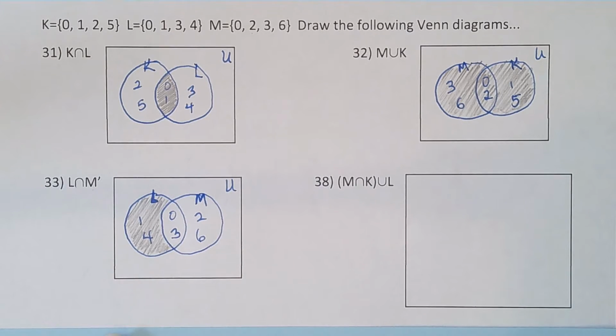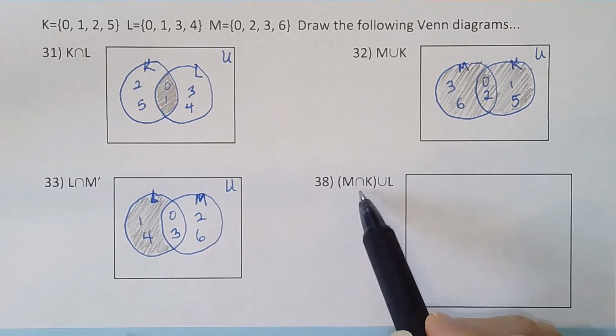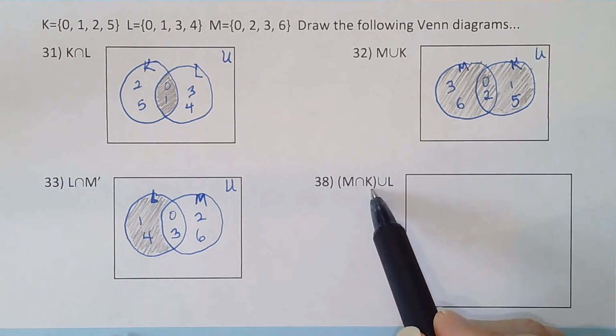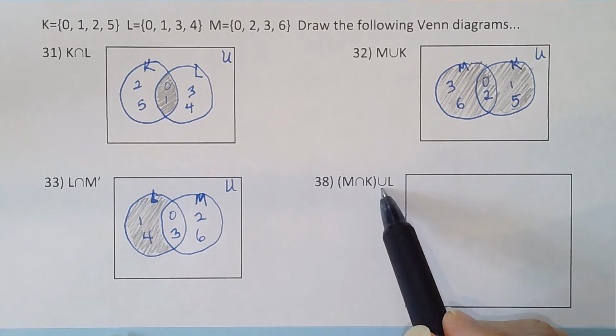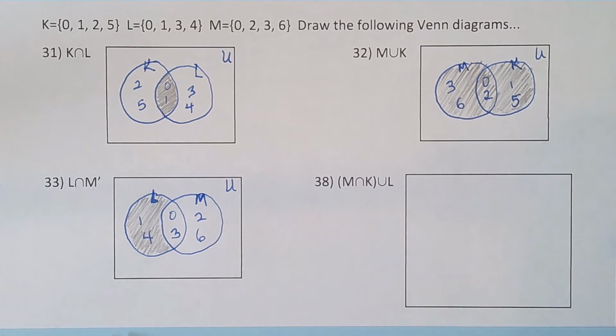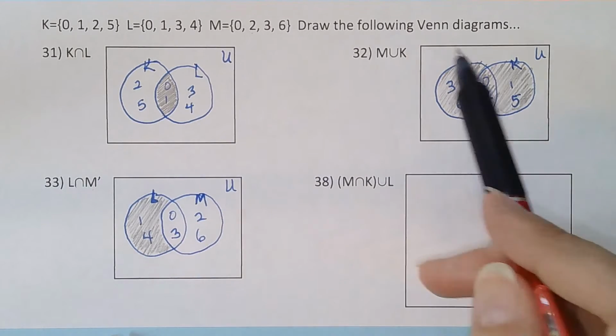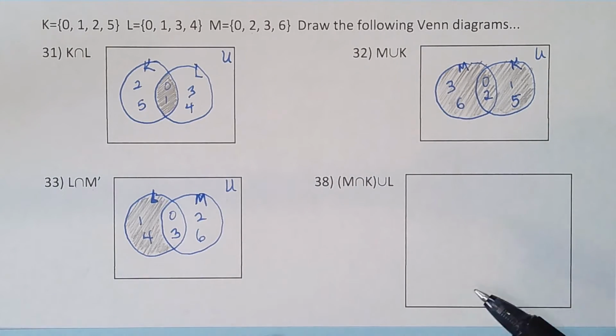Okay, one more of these, and this time we're going to use all three sets together. We've got M intersect K, and then we're going to take that and union it with L. What we have seen so far with all of these other Venn diagrams that we've drawn is these sets all have some things in common and some things not.